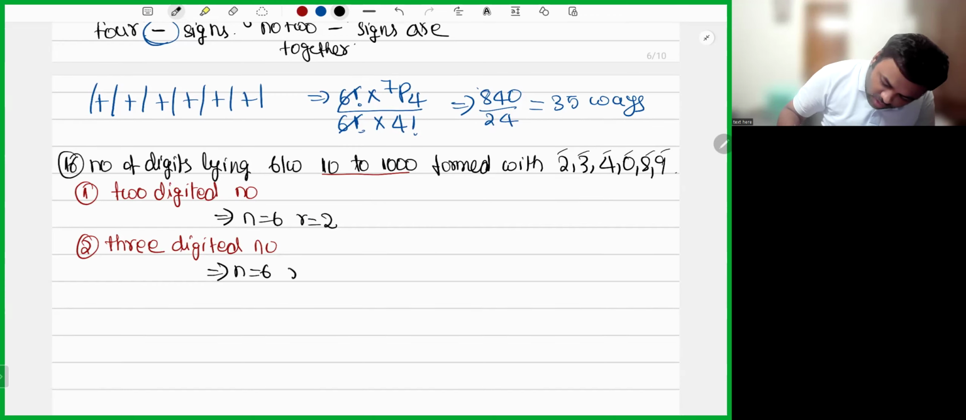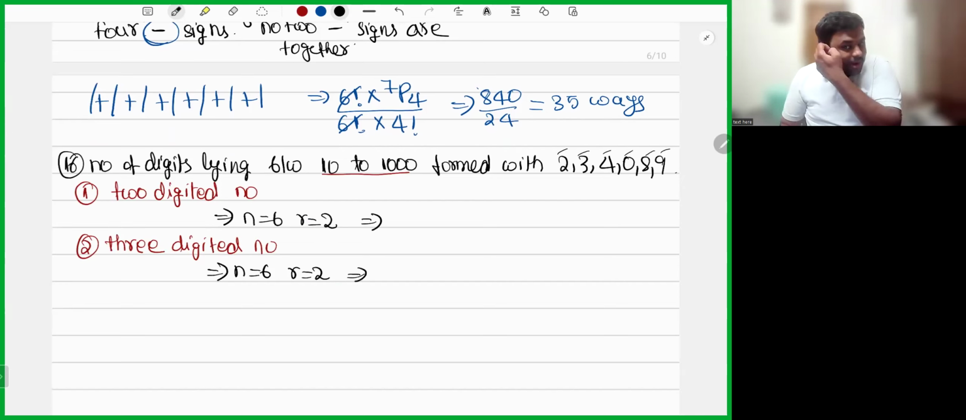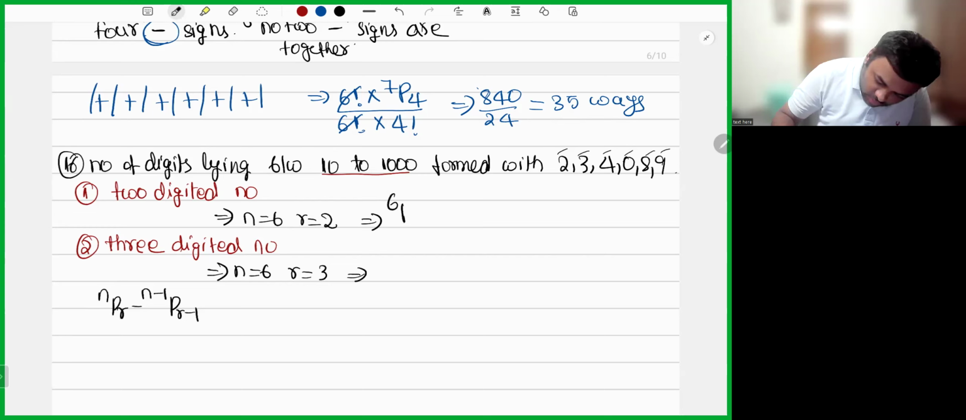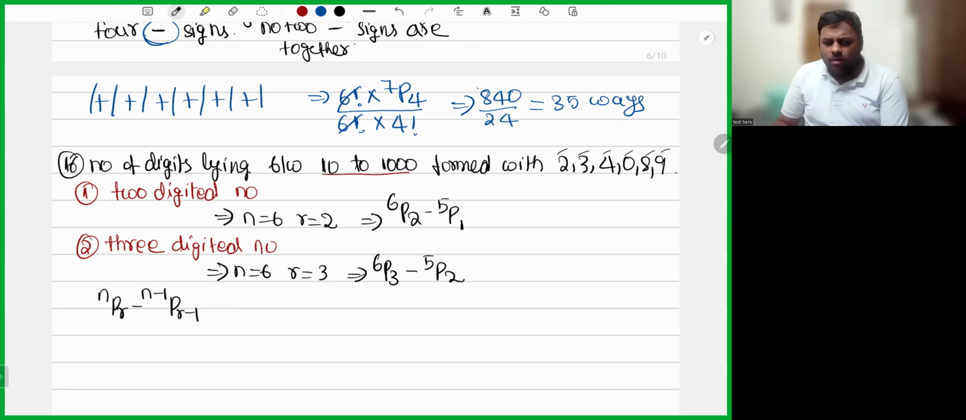Do you remember? If 0 is there, how will you form? N is equal to 3, sorry. 0 is there, right, my dear friends? How will we take this? I hope you remember, it will be NPR minus N minus 1 PR minus 1. Okay. So 6P2 minus 5P1. 6P3 minus 5P2. I'm directly applying the formula.